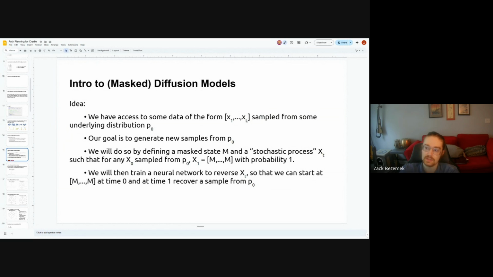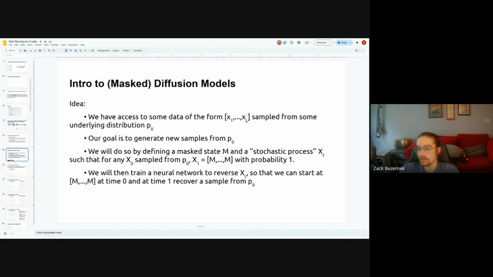It could be words or word groups in a sentence, or it could be amino acids in a protein sequence. And we suppose that these are sampled from some underlying distribution P naught, right? So in the protein application, we'll suppose that this is the distribution of viable proteins in nature that will actually fold. And our goal is to generate new samples from P naught, so things that we don't actually have in our data set, but that still come from that underlying distribution.